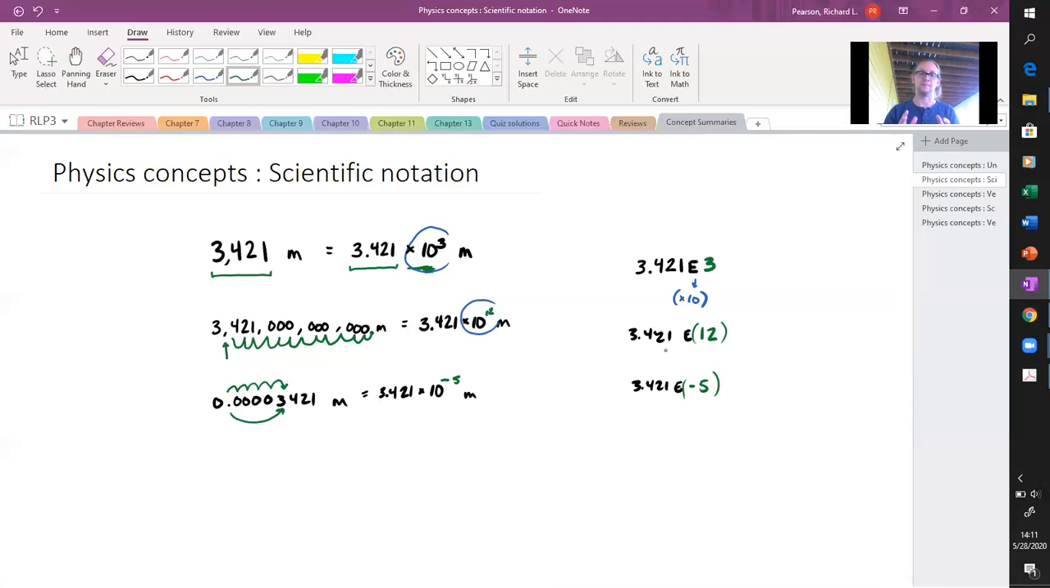So this is something that we will use a lot in physics, especially when you are dealing with things up in space or things that are very small. You have really large numbers or really small numbers. And so scientific notation is a nice way to consolidate all of those things and use them in our calculations.